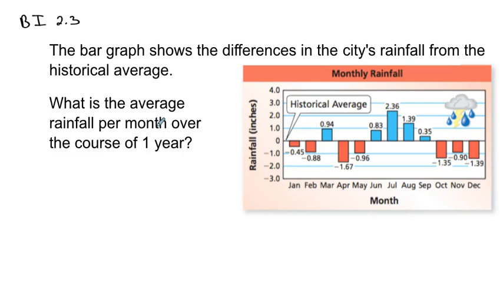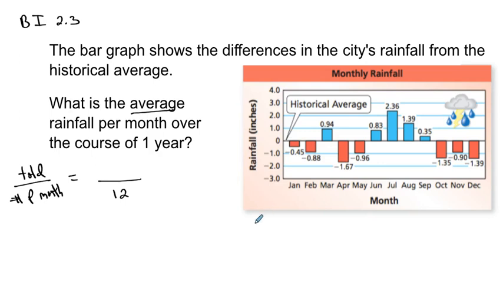So I want to find the average. In order to find the average, if you recall, we're going to find the total, and we're going to divide by the number of months. Well, the number of months is easy because it's 12 months in a year. And now we just need a total. So I'm going to add up all my negative numbers here.